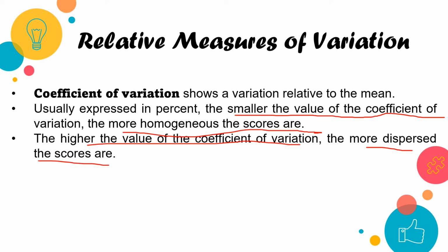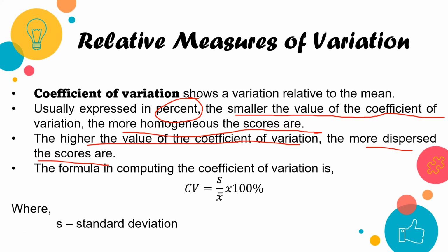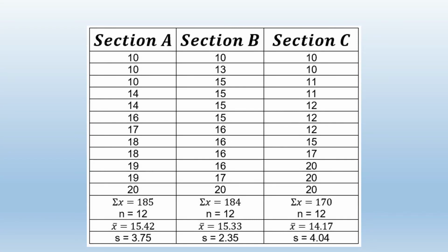Now, to compute your coefficient of variation, we will be using this formula. CV is equal to S over X bar times 100%, since the coefficient of variation is usually expressed in percent. S is the standard deviation and X bar is the mean value. Please take note of the formula and let's look at this example.